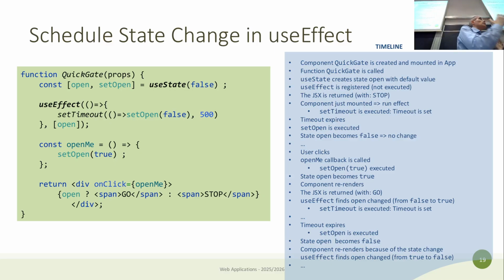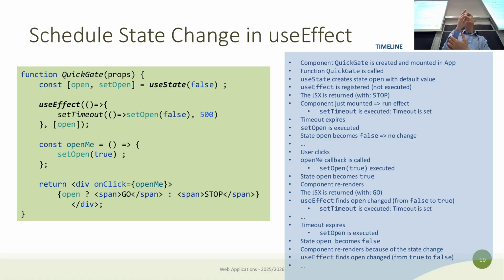We call it the state with the value that was the previous value of the state. That's fine. Sometimes it might happen. And then again, nothing happens until the user does something.